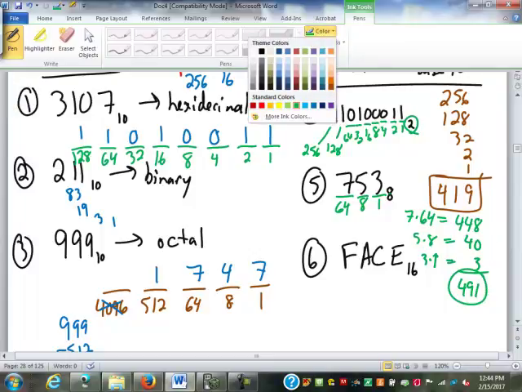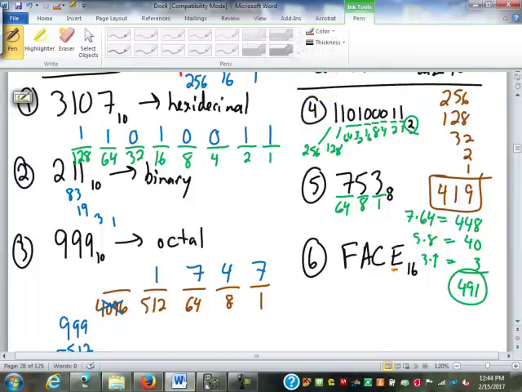So now then for the hexadecimal, this is the 1s, the 16s, the 256s, and the 4096s. I'm also going to write in F is a 15, A is a 10, C is 12, and E is 14, correct?